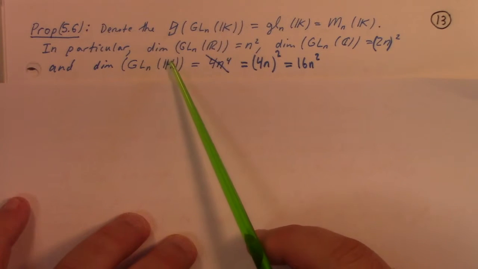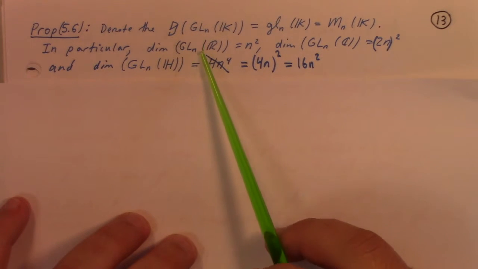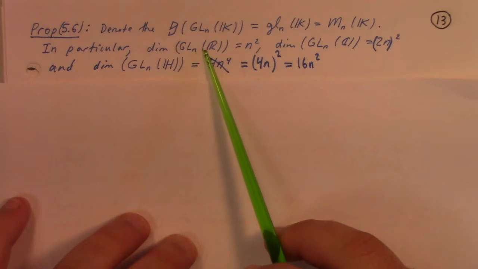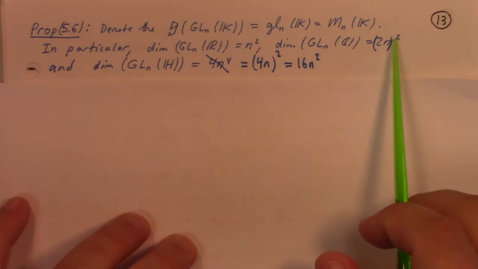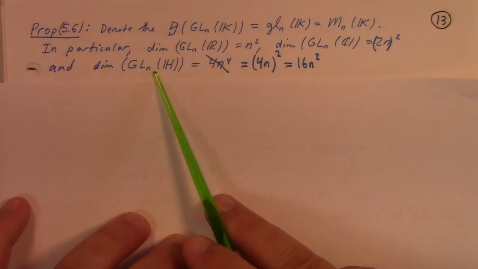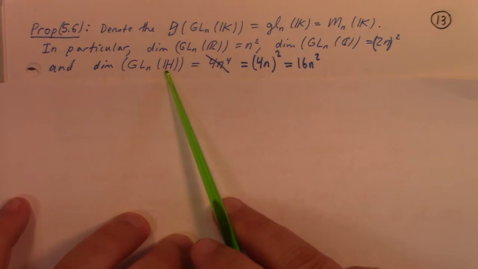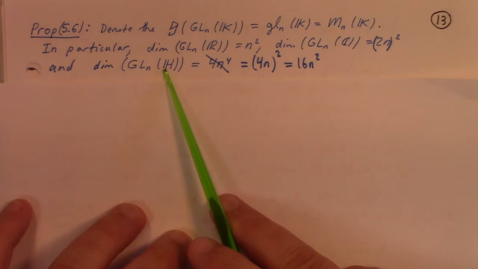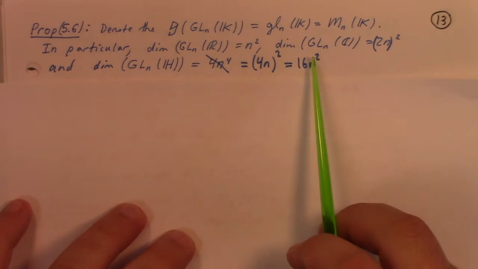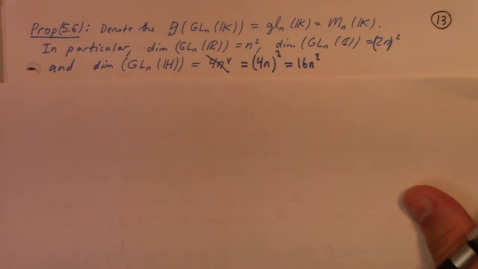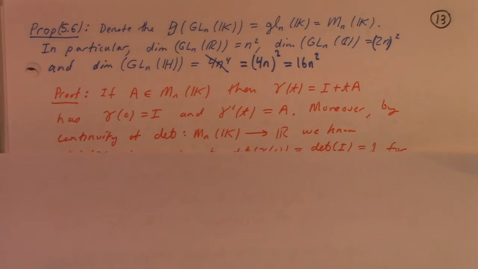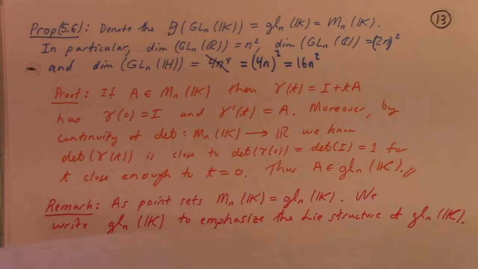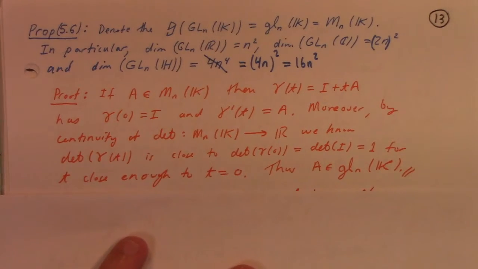So in particular, that means that the dimension of the matrix Lie group GL_n(R) is n squared. The dimension of GL_n(C) is 2n squared. And the dimension of the general linear group over the quaternions, n by n quaternionic matrices, is 4n squared. Of course, this is the real dimension. I think without exception I talk about real dimension here. You could think about complex dimension or quaternionic dimension, but that would be something else.